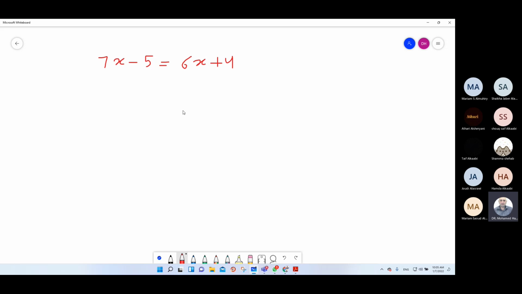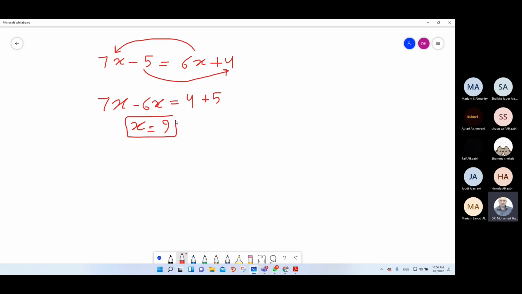So we can solve this equation. Take the variable to the variable in the first side and the number to the number in the second side. So 7x, when you transfer 6x to the first side, will be negative 6x, equal here you have 4. When you transfer negative 5 to the next side, will be positive 5. So 7x minus x will be x, and 4 plus 5 will be 9. So you know the value of x now, x equal 9.